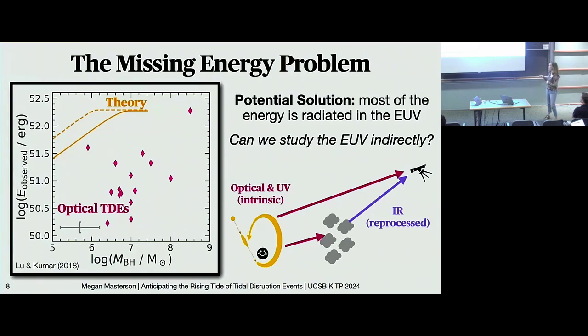So when you have your intrinsic optical, UV and X-ray emission, if there's dust around the supermassive black hole, that dust will absorb this light, it will heat up, and it will re-radiate in the infrared thermally. And this really gives you a full census of the total amount of energy that is output from the TDE, because dust is very sensitive to all of this emission, even the EUV that we can't see.